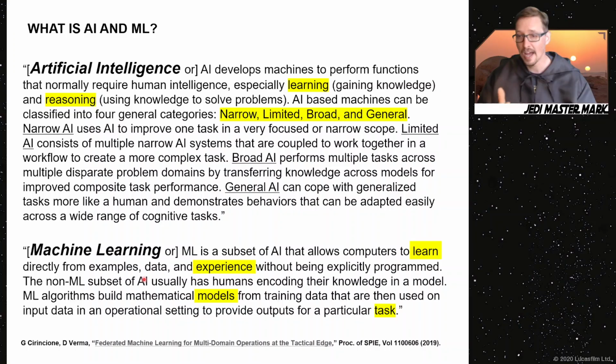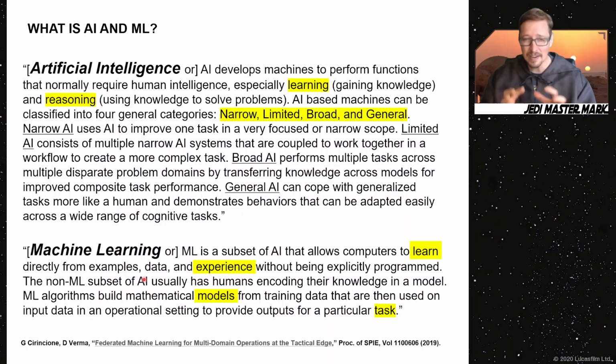And then general AI, as you start getting into human-level AI, I'm saying it thinks. The mathematics of it are going to allow it to do more generalized tasks, even tasks that it hasn't been trained on, but it can map the knowledge that these algorithms contain in order to demonstrate human-like behaviors and adapt to new tasks for a wide range of cognitive ability.